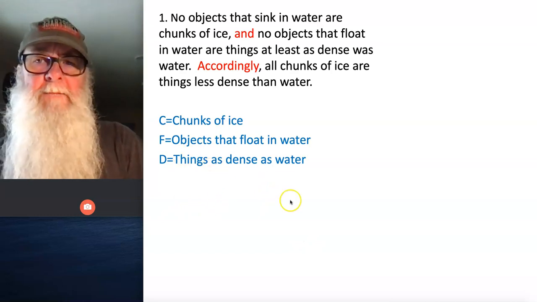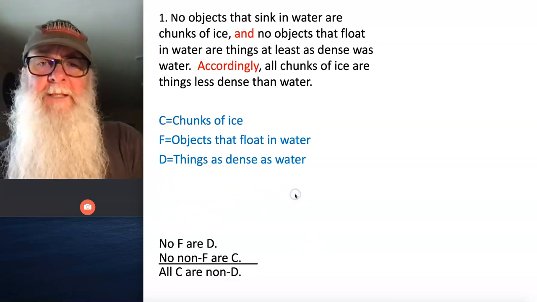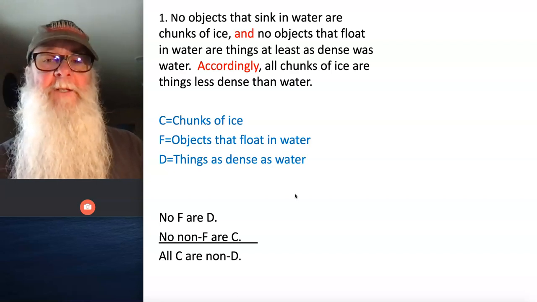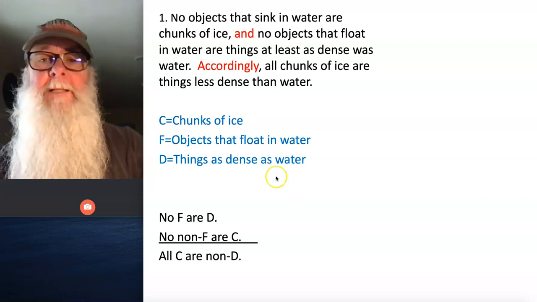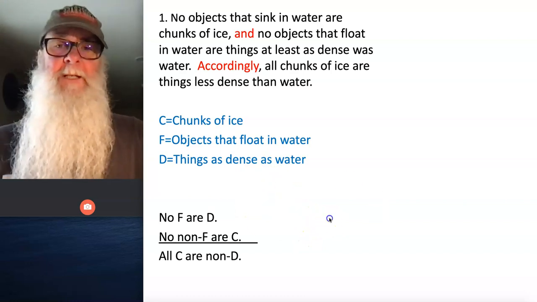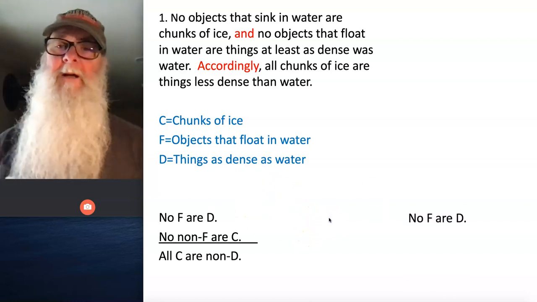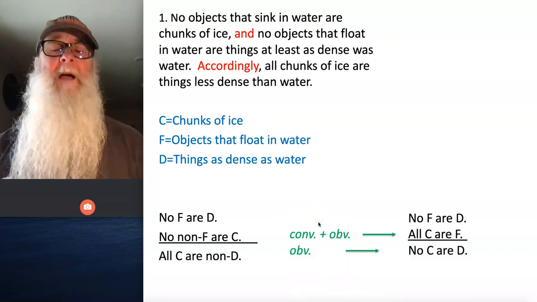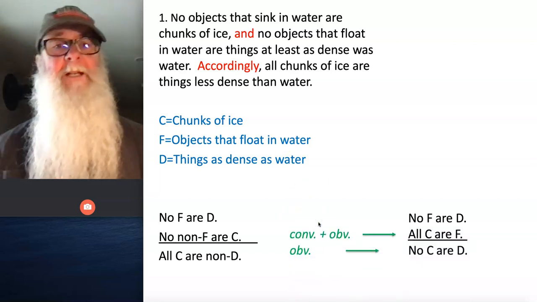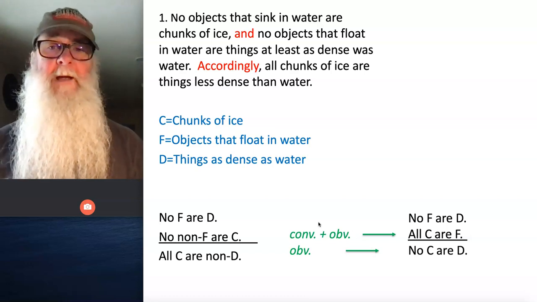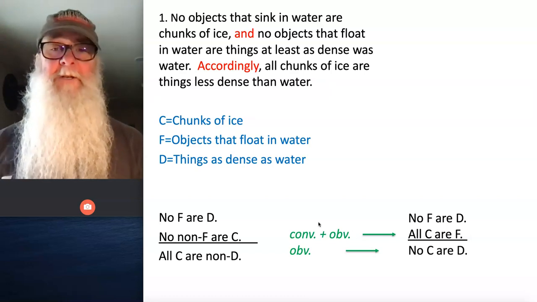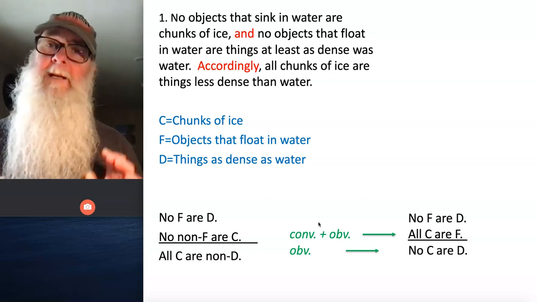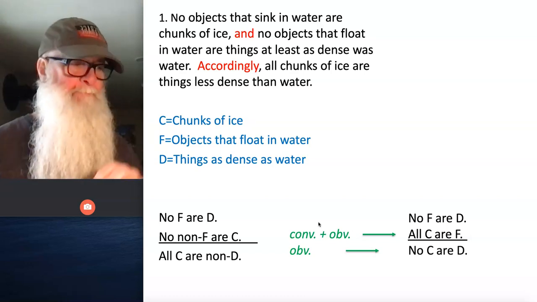All right, when we symbolically represent this argument using C, F, and D, we get something along these lines: no F or D, no non-F or C, all C are non-D. First premise looks pretty good, but we've got to eliminate those term complements, non-F and non-D. We can do that really easily with the second premise by converting and then obverting it, in that order, to get the statement all C or F. And we can then obvert the conclusion statement, all C or non-D, to get the statement no C or D. And now we have our argument in standard form.